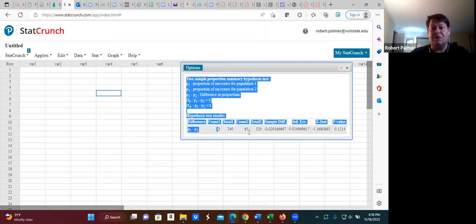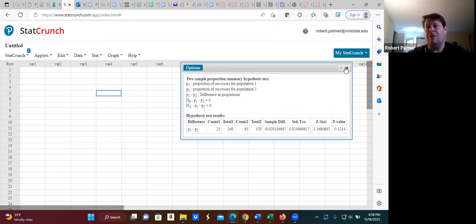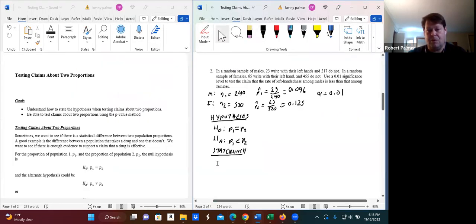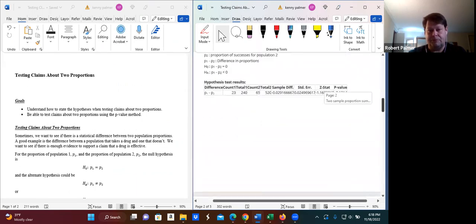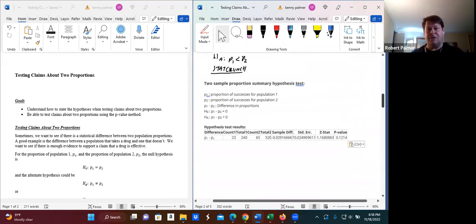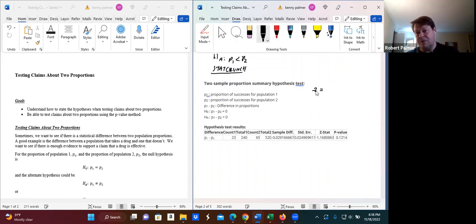Once again, let me copy this into our Word document. Okay, and once again, let's summarize what we have. Our Z statistic is negative 1.17 to two places, and our p-value is 0.1214. Okay, 0.1214. You find that here.